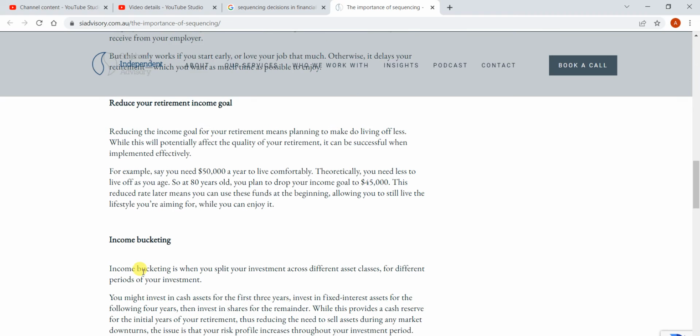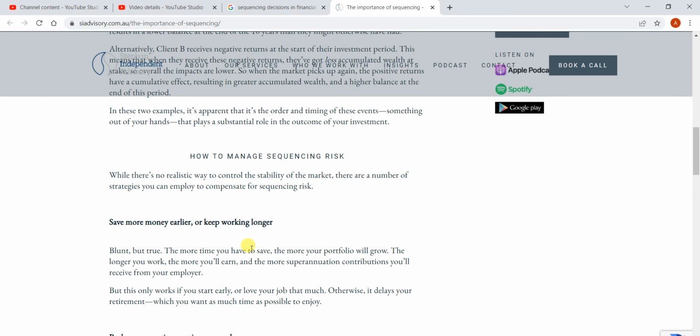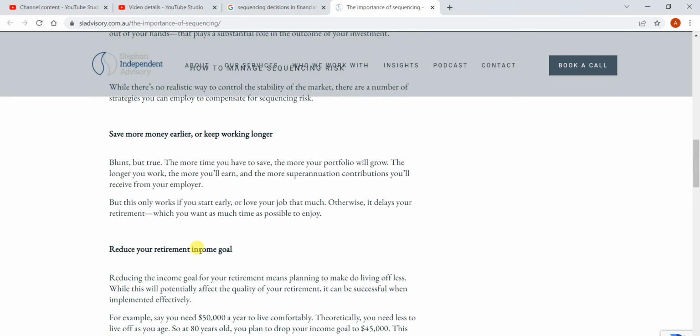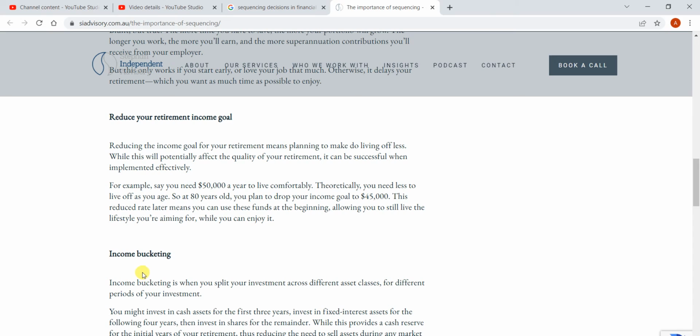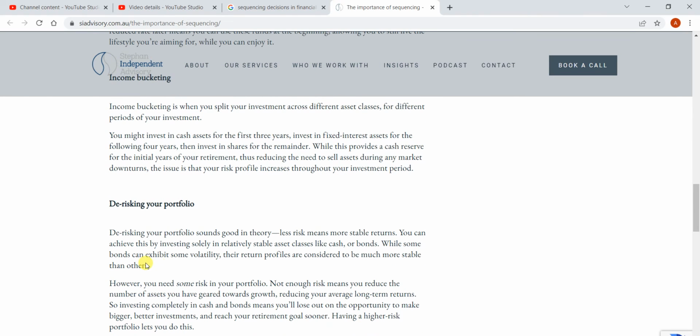These are the major options: save more earlier or keep working longer. This will help you to save more money. You can also reduce your retirement income goal, and live a life with less income. Then, income bucketing and de-risking your portfolio. That means less risk means more stable returns, higher risk means higher returns.